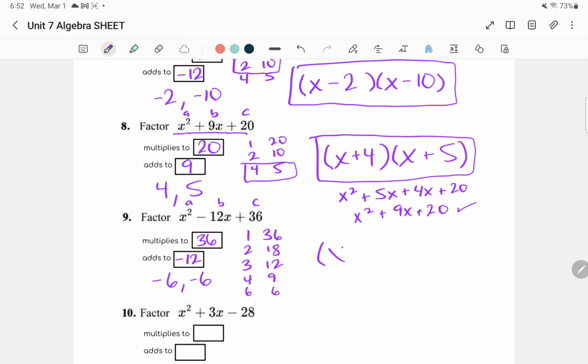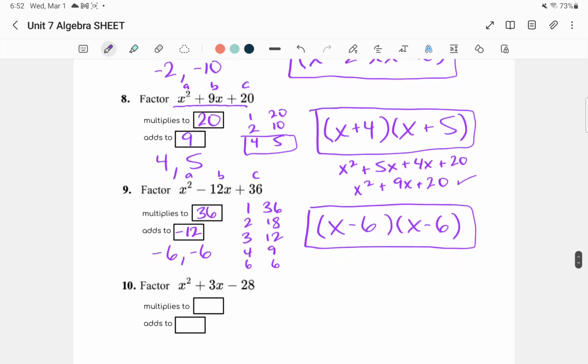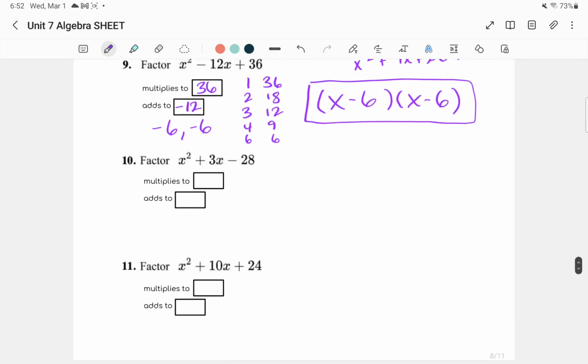So I set up my parentheses with x and x, and then just fill in my answer that I found, negative 6 and negative 6. So go ahead and pause the video and try 10 and 11 by yourself. All right, let's go over 10 and 11.